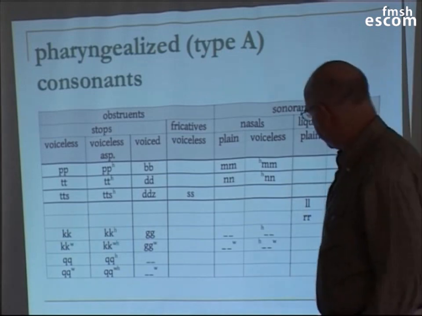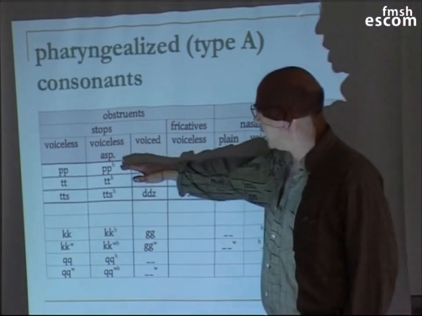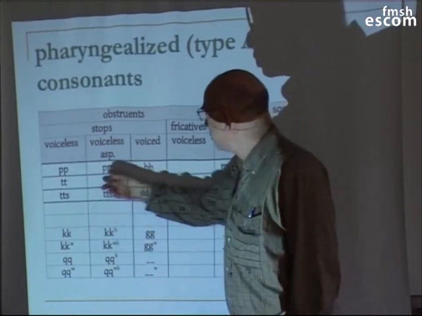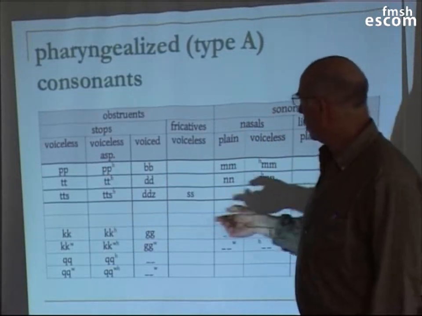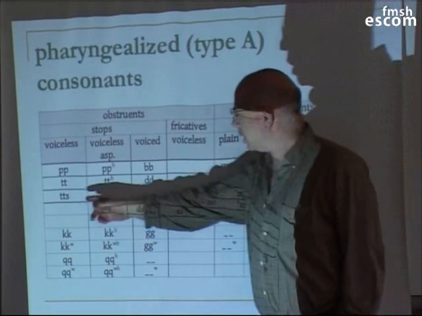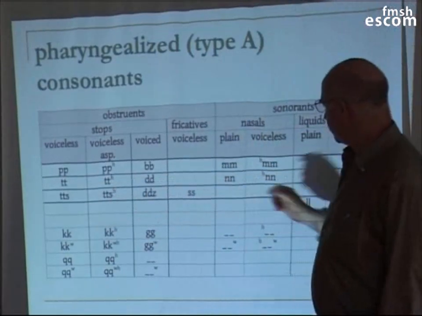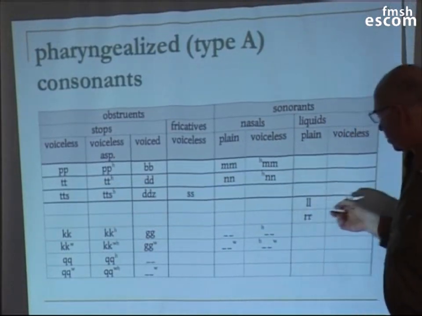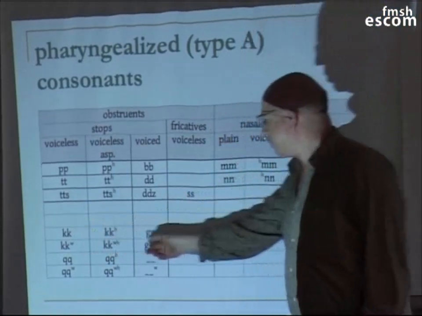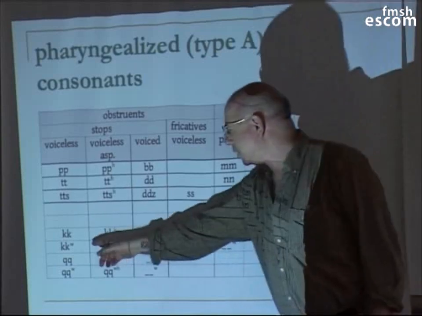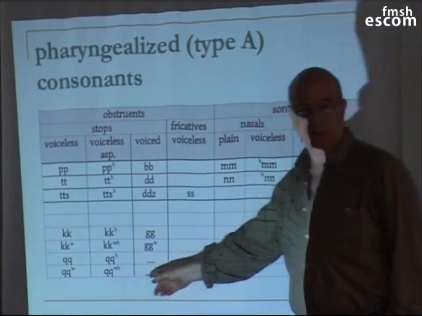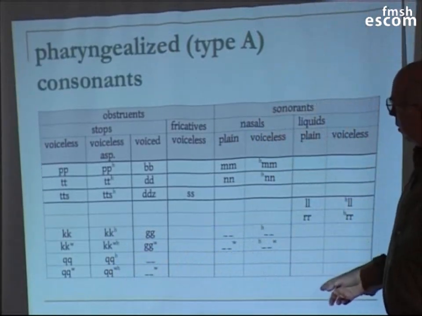So what kind of consonants do you get here? Well, from the point of view of places of articulation, you get bilabials, no labiodentals, alveolars, alveolar stops and nasals, alveolar sibilants, laterals, rhotics, velars, labial velars, uvulars, and labial uvulars.